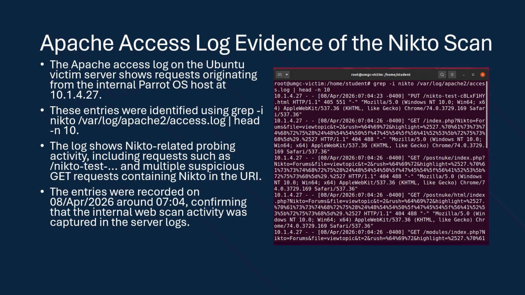This slide provides direct evidence of the Nikto scan in the Apache access log. By searching the log for Nikto-related entries, I isolated requests originating from the internal Parrot OS system at 10.1.4.27. The entries show automated probing behavior against the web server, which is consistent with web vulnerability scanning. This demonstrates that internal reconnaissance activity leaves a visible forensic trail that defenders can detect through log monitoring.